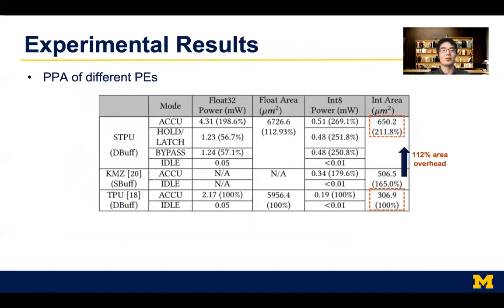We first show the results of different PEs. We estimated the power, performance, and area, and compared with TPU PEs, we have 112% area overhead. It's slightly higher than the previous KMZ work. When it comes to the floating point implementation, the relative overhead is much smaller. It's only 13% overhead, which means STPU is more suitable for scientific computing, which requires higher numeric precision.